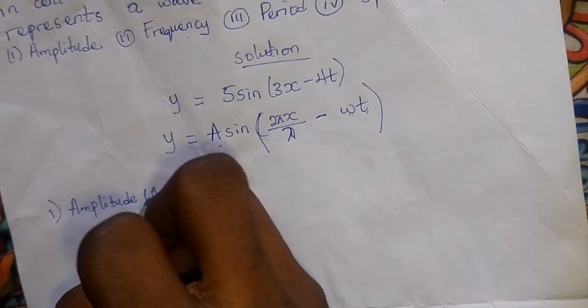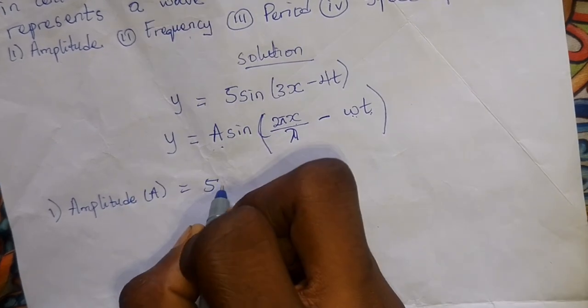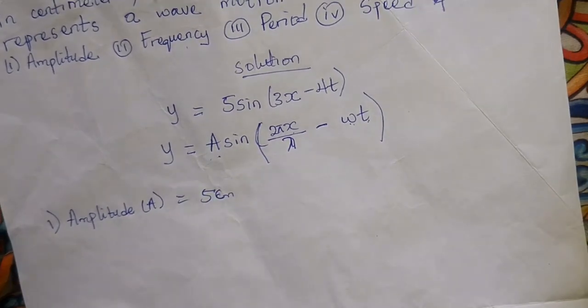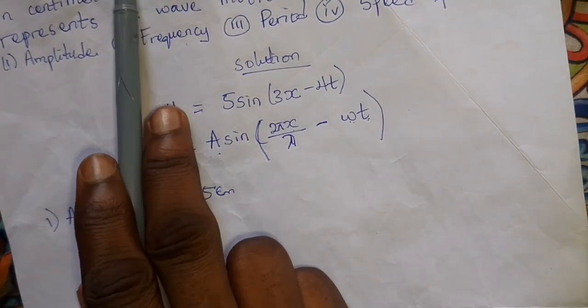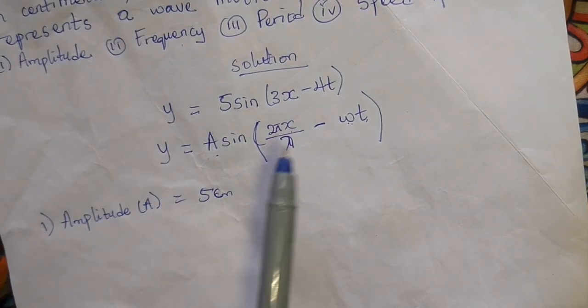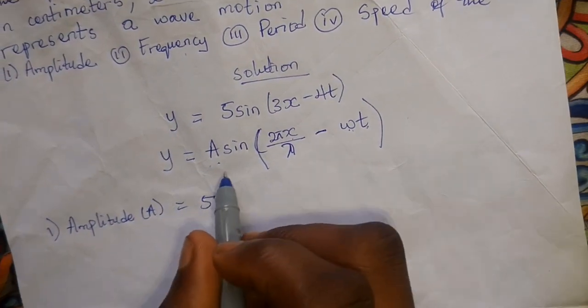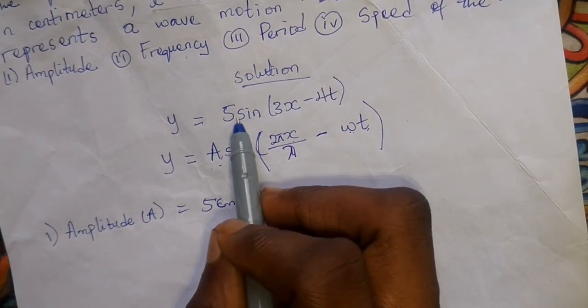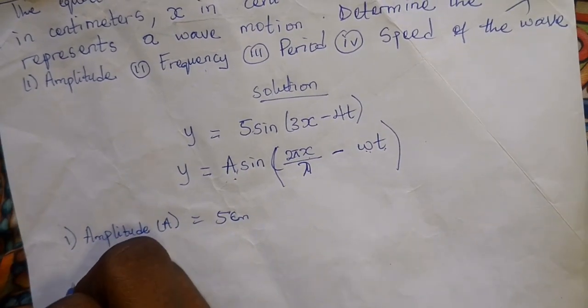So comparing the equations, we can conclude that the amplitude a is equal to 5 centimeters. Because the displacement x and y are in centimeters, that's what the amplitude will take. A is equal to 5 centimeters. You can see a is here, 5 is here. So we have to find the frequency.